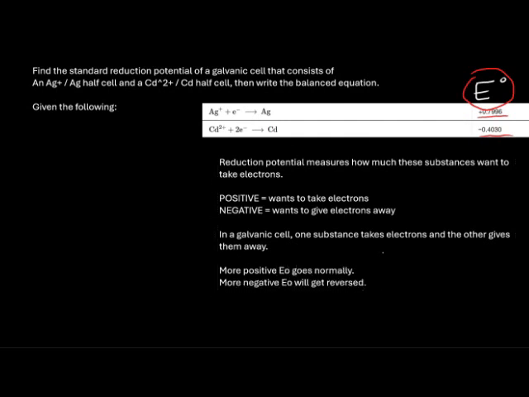This means that the silver reaction will proceed normally, and the reason for that is because it has the higher reduction potential. However, the cadmium, having the more negative reduction potential, will get reversed. What that also means is that this reaction that's in the literature does not happen. Instead, the opposite happens, and we get cadmium yields cadmium 2 plus 2 electrons.